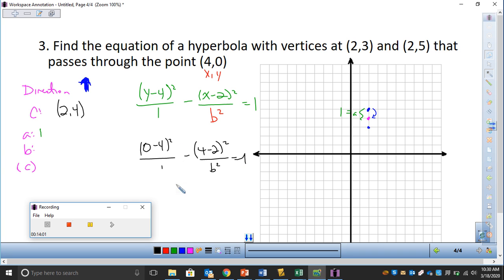Negative 4 squared is 16. 16 over 1 is just 16. 4 minus 2 is 2. 2 squared is 4 over b squared equals 1. Move the 16 over, so I have negative 4 over b squared equals negative 15. I'm going to solve this now. B squared equals negative 4 over negative 15, so b squared equals 4 over 15.